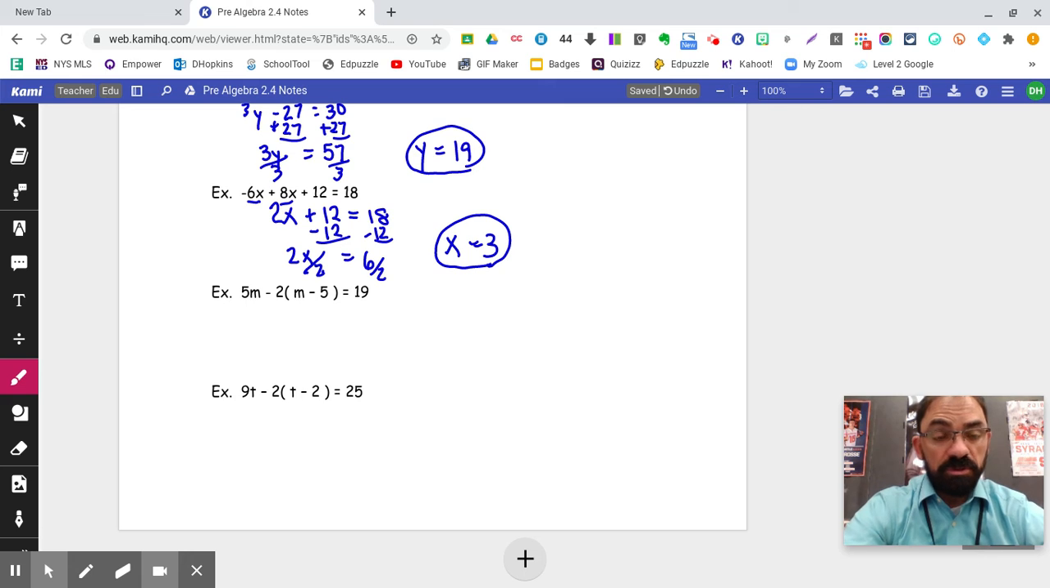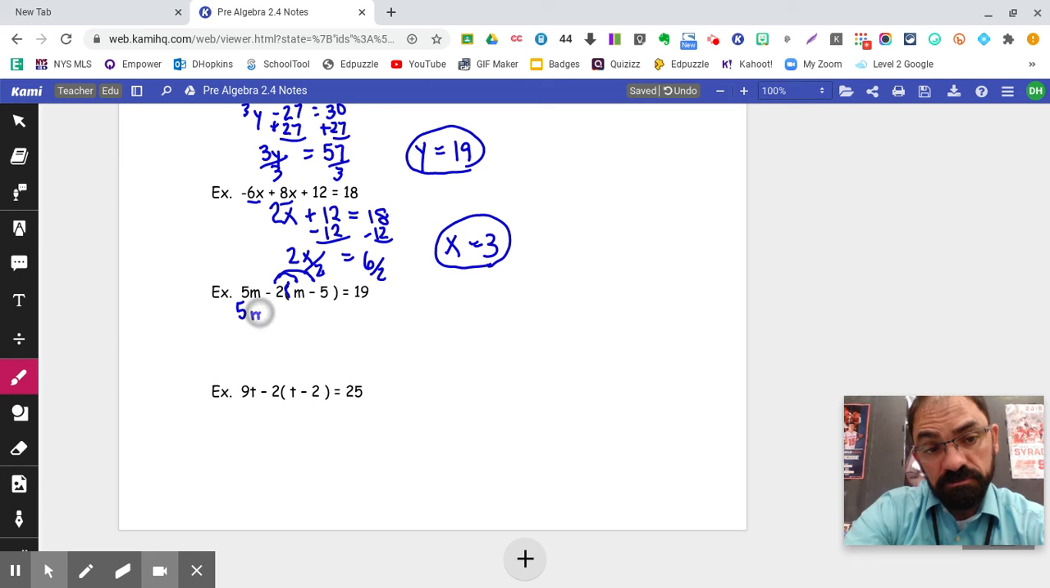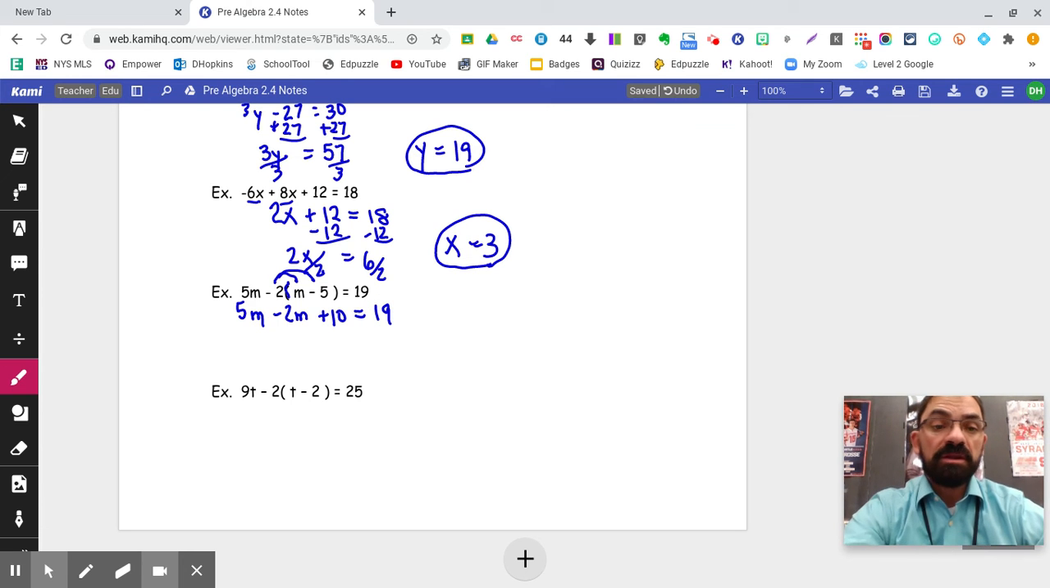All right, so now we're going to put 2 things together. We're going to have to distribute and combine like terms. So let's distribute. This is being multiplied since the -2 is touching the parentheses right here. That indicates multiplication. -2 times m is -2m. -2 times -5, positive 10. And that equals 19.